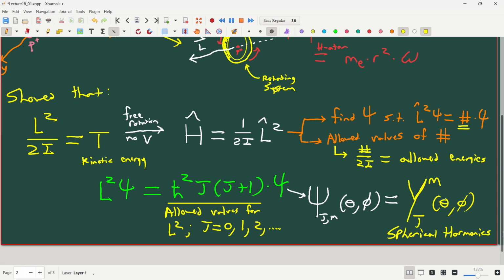Is it okay if I keep moving? We'll come back to these topics. I'm still talking about these, so we'll see these equations again.